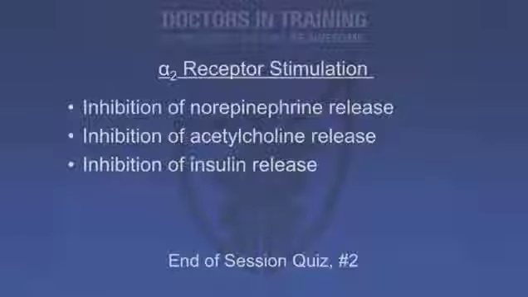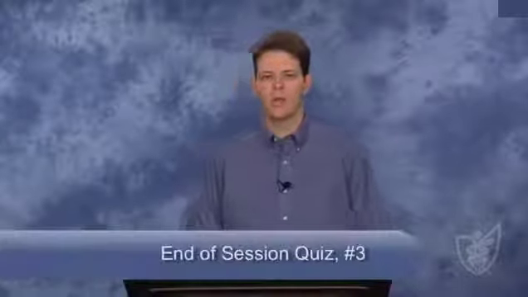So alpha-2 stimulation will cause inhibition of norepinephrine release. It will cause inhibition of acetylcholine release. It will also inhibit insulin release. Next, what are the major actions of beta-1 receptor stimulation?